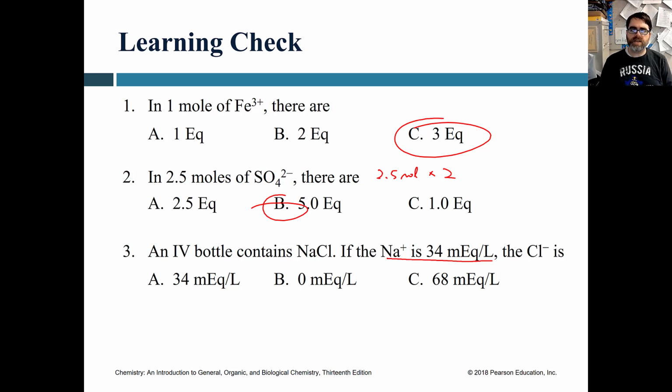And this one here tells us that there's 34 milliequivalents per liter of the sodium there, so it has to be equal for the chloride ion there. And that finishes section 2.